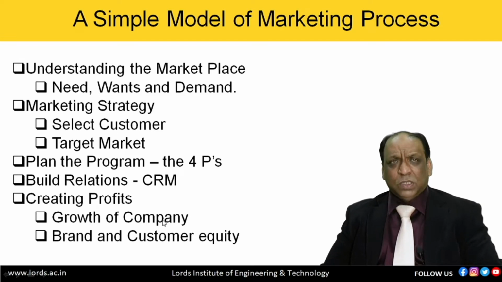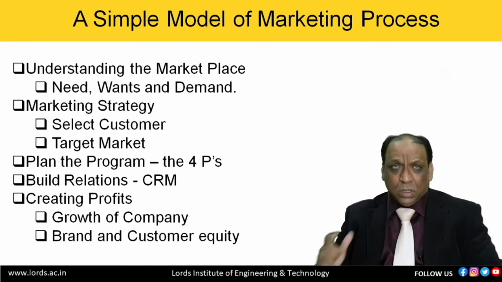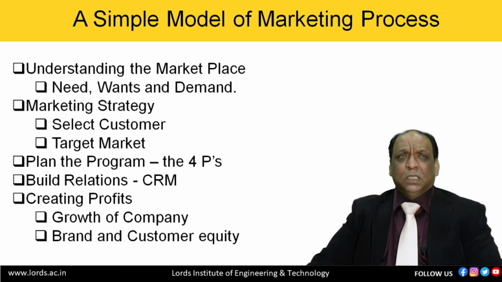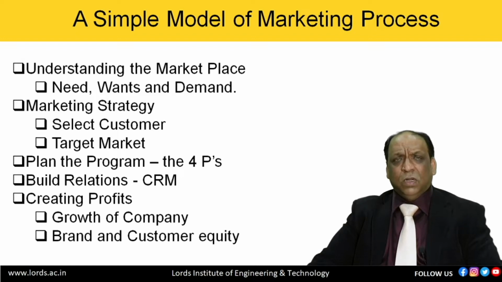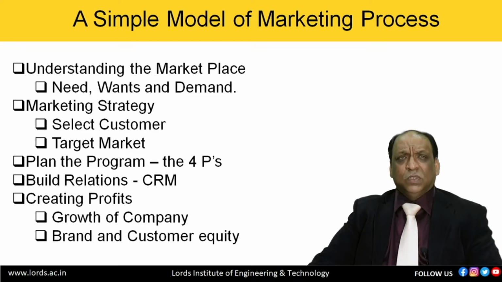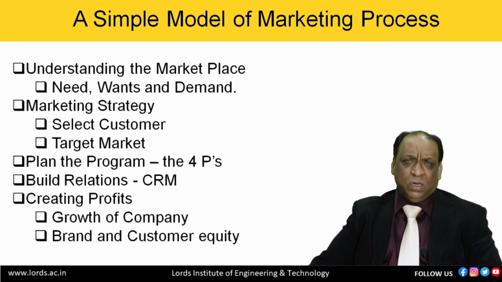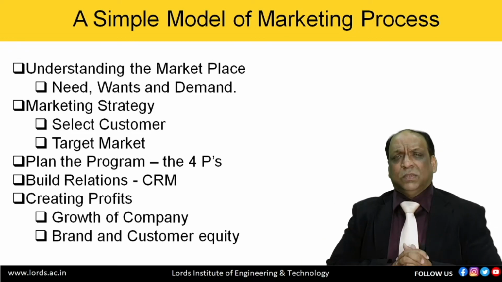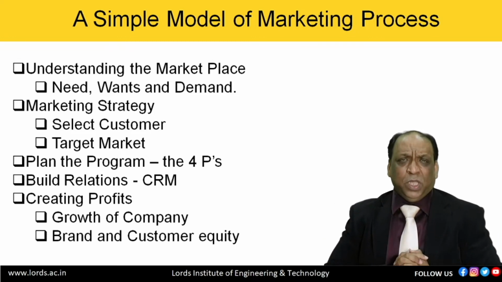Once you understand the marketing process model and the marketplace, the second step in the model is defining a strategy for a market. How will your marketing strategy be defined in the market? You have to select a customer and a target market. As I repeat, 4 P's and STP is marketing. The whole world revolves around these seven words: 4P and STP.